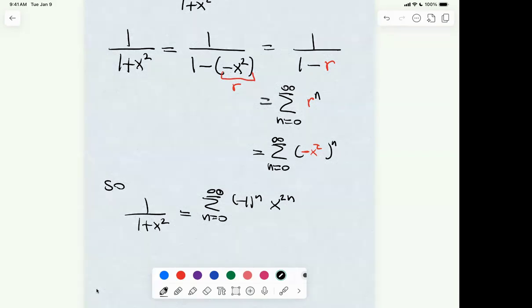At least for x between -1 and 1, right? For x. Yes. Well, the thing is, I took R to be minus x squared, right? So if x is between -1 and 1, its square is between 0 and 1, so it's not an issue, right? Otherwise, you have to be more careful with that.